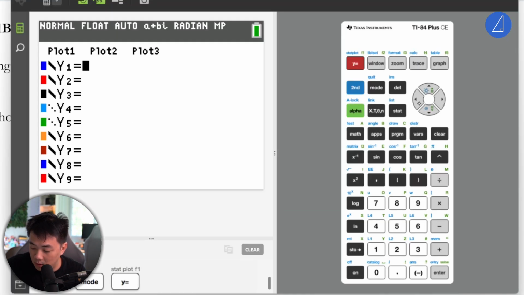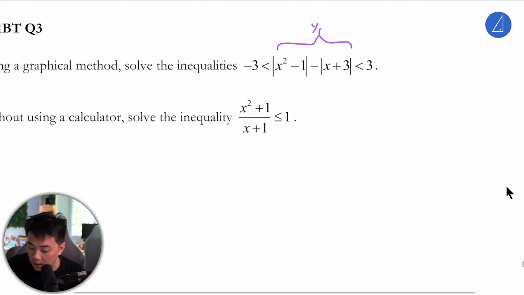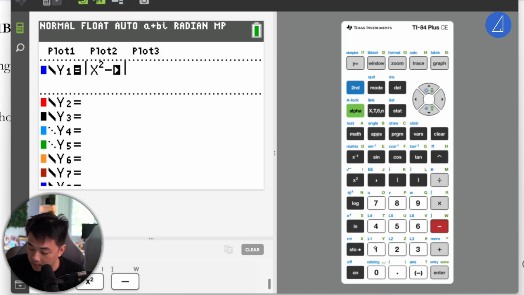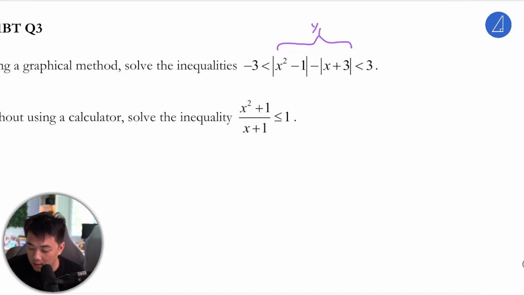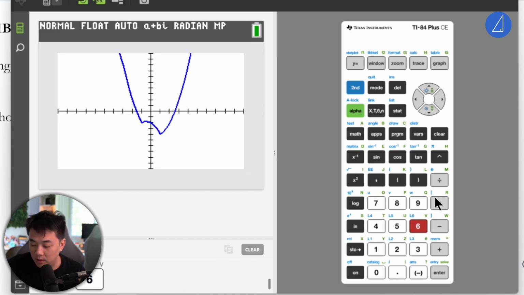So in this case, what I'm going to do is go to math, then you just go to absolute value, then you just key in x squared minus 1. Then this is minus of math, absolute value as well. Then it goes to x plus 3. Just key that in. So once you get it, it will be this graph here.